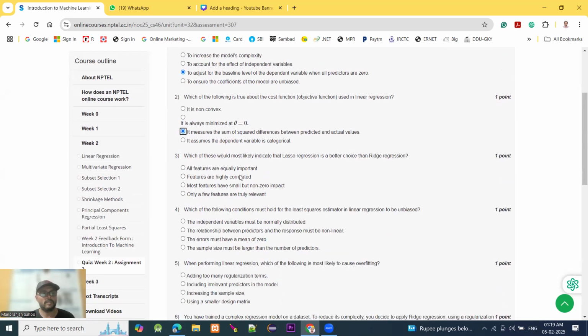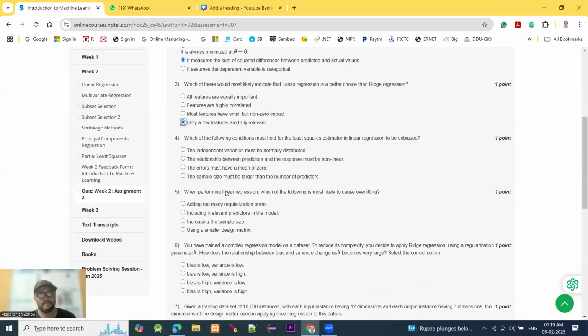Moving to question number 3, which of these would most likely indicate that lasso regression is a better choice than ridge regression? That is, only a few features are truly relevant. Question 3, Option D is the right answer.